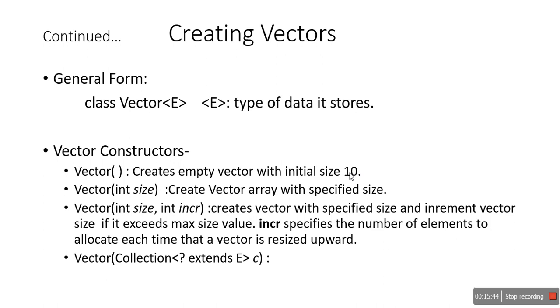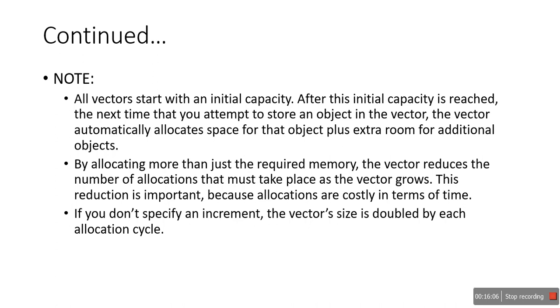If you store the 11th element, the vector size is doubled. The initial size is 10, and if you store the 11th element, the vector size becomes 20. So that is the main advantage of a vector.